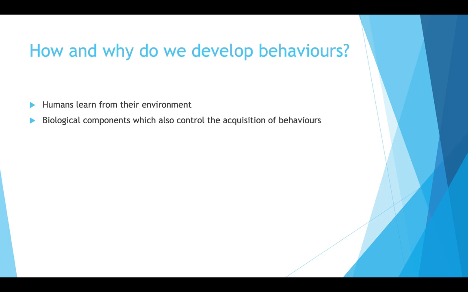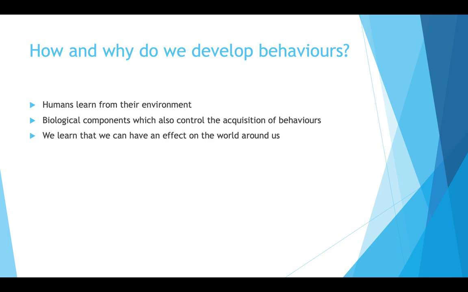So there are biological components which control the acquisition of behaviours. For example, humans innately will learn how to blink, will learn how to swallow, will learn to cry out in pain. Which is different to other animals. Some animals are born and can walk already, but humans follow a very specific developmental pathway, and some of our behaviours are linked to that developmental pathway, and others we can acquire or not depending on our environment.